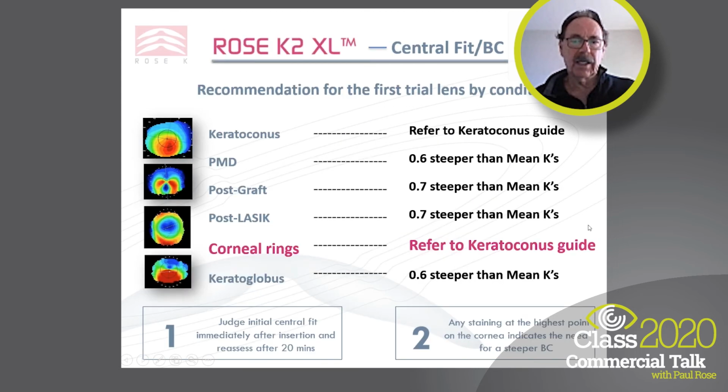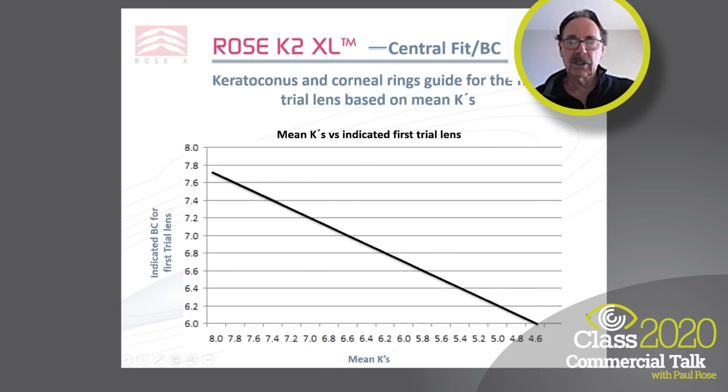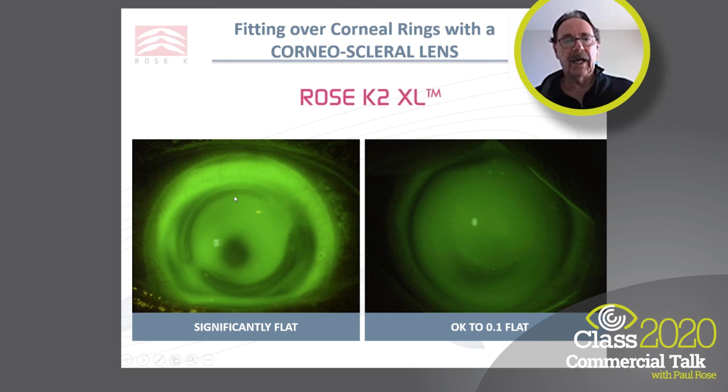So with rings, again, there is a specific guide, the same as the keratoconus guide. So if your mean K of your cornea was 6.6, your first indicated lens for the guide for XL would be a 7.0 base curve. And this guide also applies for keratoconus. Let's look at some fitting patterns.